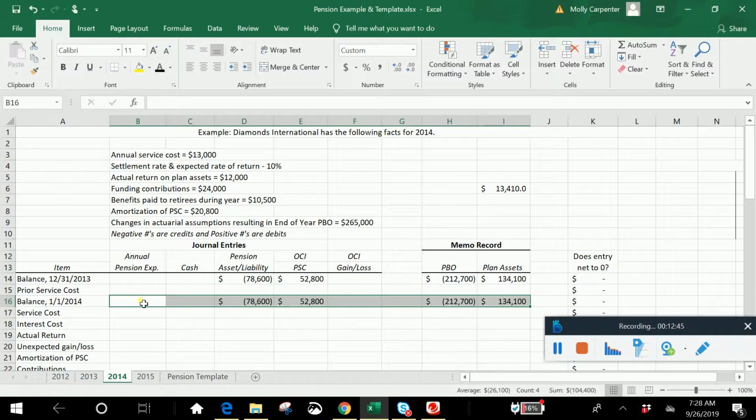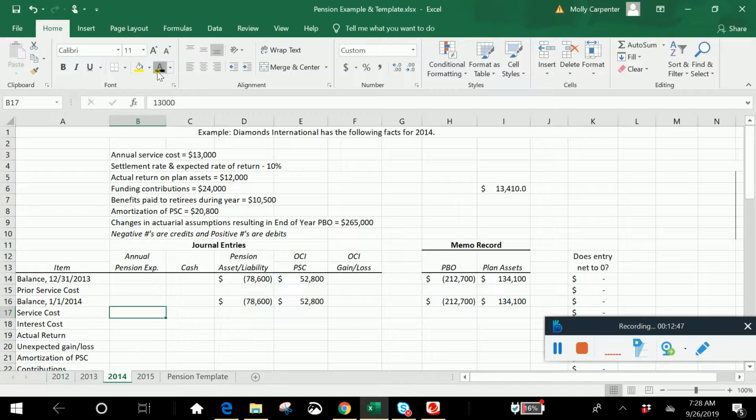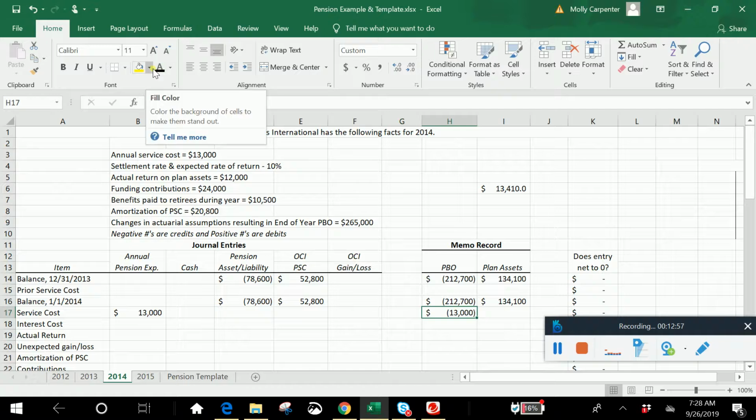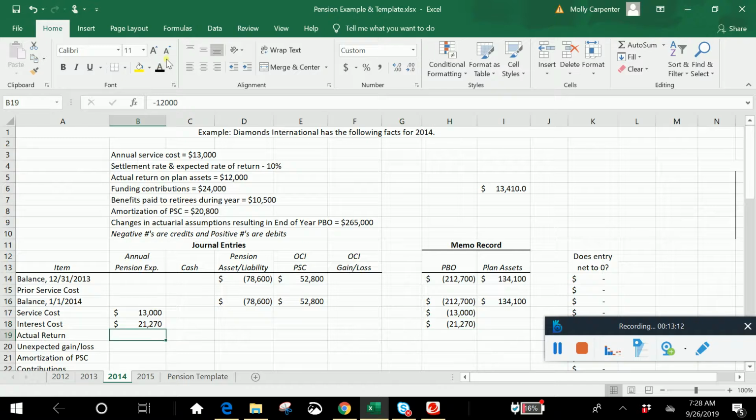Our service cost is $13,000. Debit to pension expense, credit to the PBO. Our interest cost is 10%, so 10% of the $212,700 is an increase to pension expense and an increase to the PBO. Our actual return on plan assets was $12,000, so decrease the pension expense and increase the pension assets.